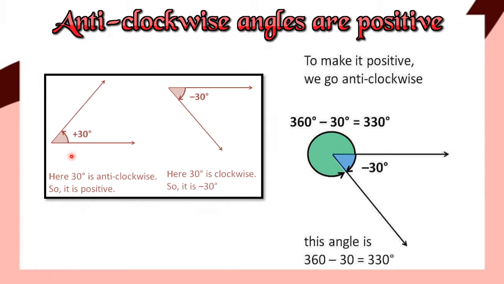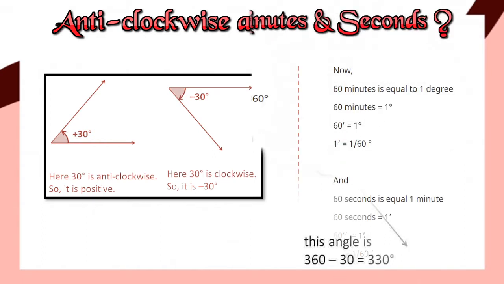Like you can see in front of your screen, this is positive 30 degree and this is negative 30 degree. But if we have negative 30 and we want to make it a positive angle, so what will we do? We will subtract this measure from 360 degree. So it is 330 degree from this direction. It means in the anti-clockwise direction. This green portion represents 330 degree.